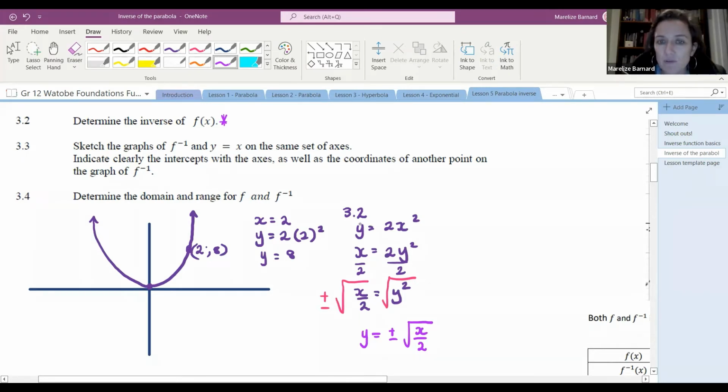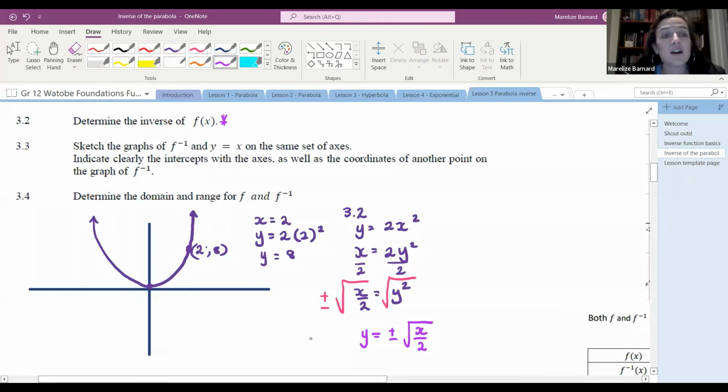Being able to convert and find the inverse is a routine procedure, okay? So you must be able to do that. So practice, practice, practice questions like this. Swap your x and your y, solve for y. You're always going to take the square root of the y squared to get y by itself. Okay, so I hope you're taking good notes of tonight's lesson.